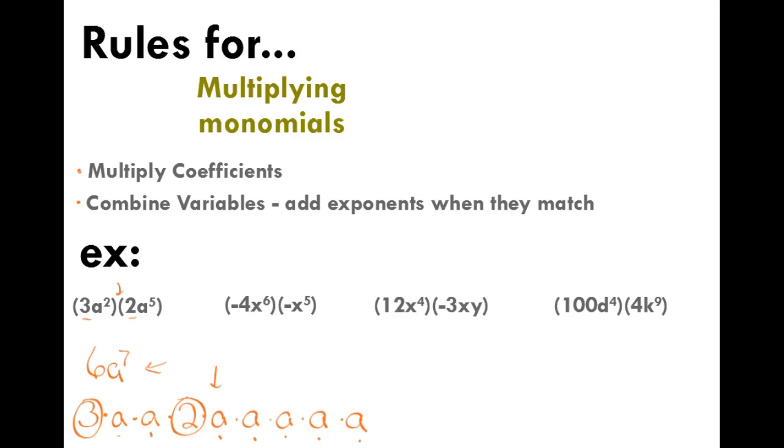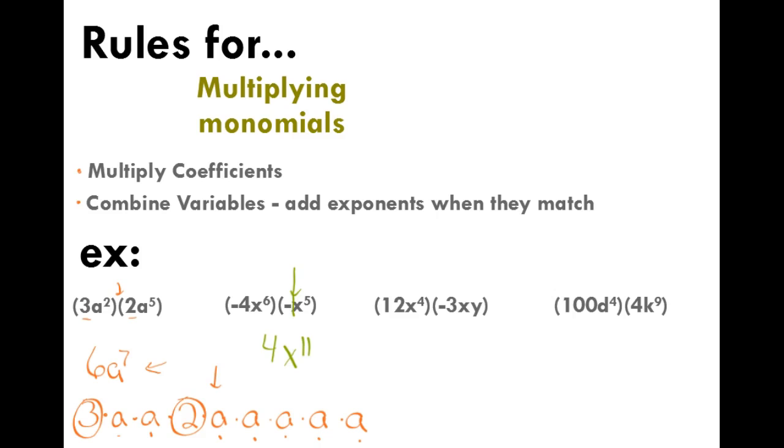Alright, next one. The coefficients are both negative, and you might ask yourself, what's the coefficient on this part right here? Well, like many times that happens in math, there's an invisible 1. So it's -4 times -1 is +4. And I add up the 6 and the 5 and I get 11.